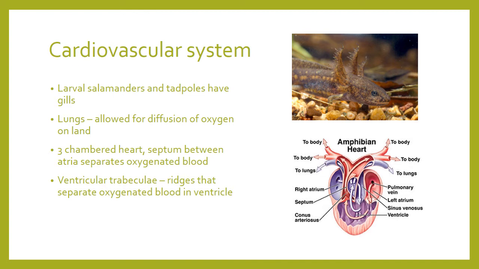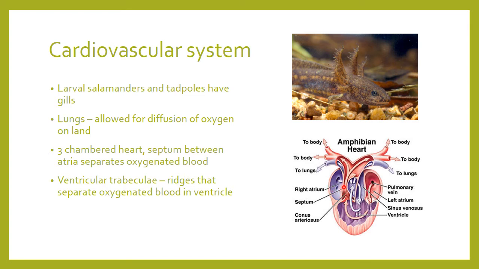Remember that amphibians have a 3-chambered heart. We've talked about that before. Remember, the top chambers of the heart are atria, and the bottom chambers are ventricles. In amphibians, there's a septum between the two atria, and it separates oxygenated blood from deoxygenated blood, keeps them separate, and that allows for more efficient circulation.